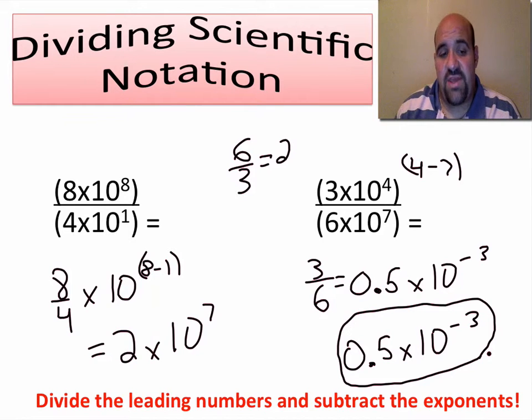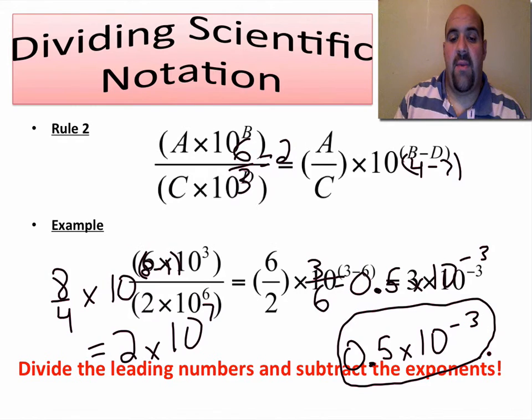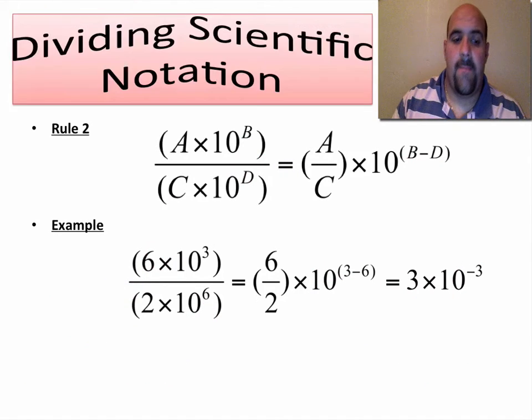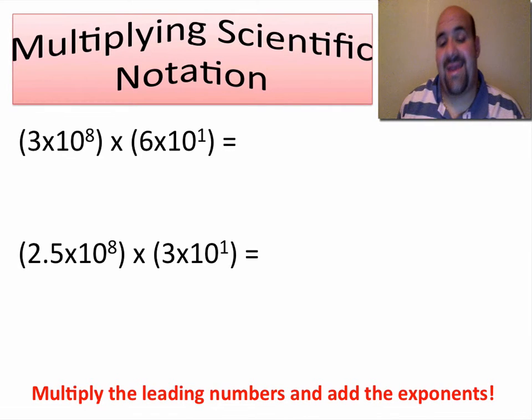When you're doing division, you divide the leading numbers and subtract the exponents, and when we're multiplying, we simply multiply the leading numbers and add the exponents.